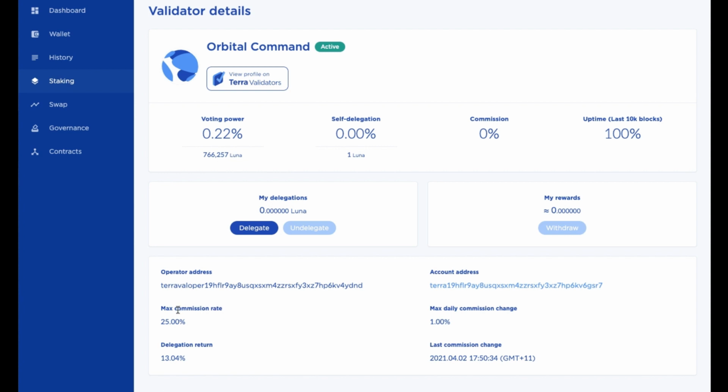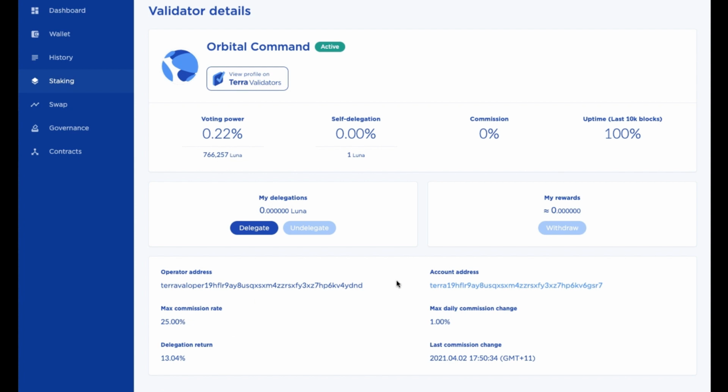So this means the maximum rate they would charge for commission if they went to update their changes is they can only go up to 25%. And every day they can only move it up by 1%. So if you find yourself in a situation where you voted for them, and all of a sudden the node operator decides they want to take a bit more of the cut of what they're earning and increase the rate, they have limitations that they can go up to. So something you should keep an eye on over here.